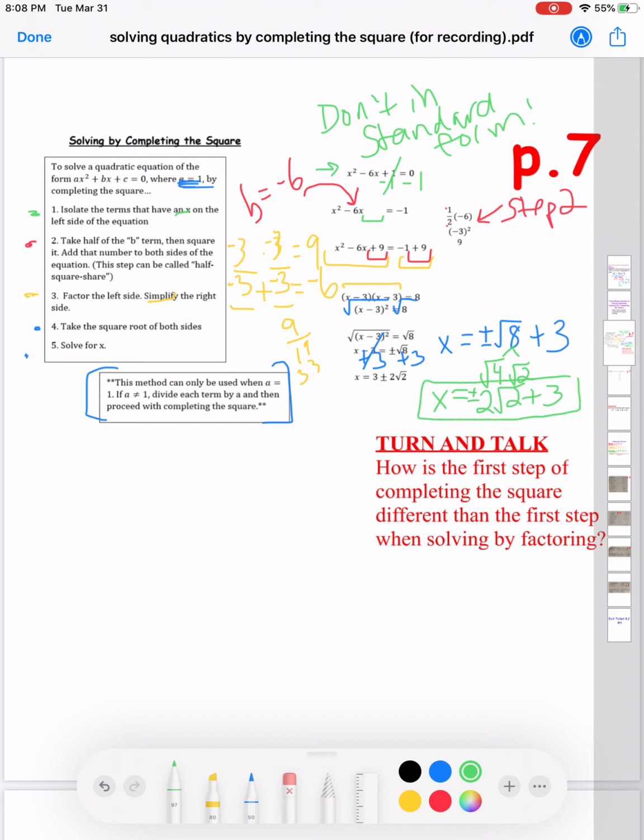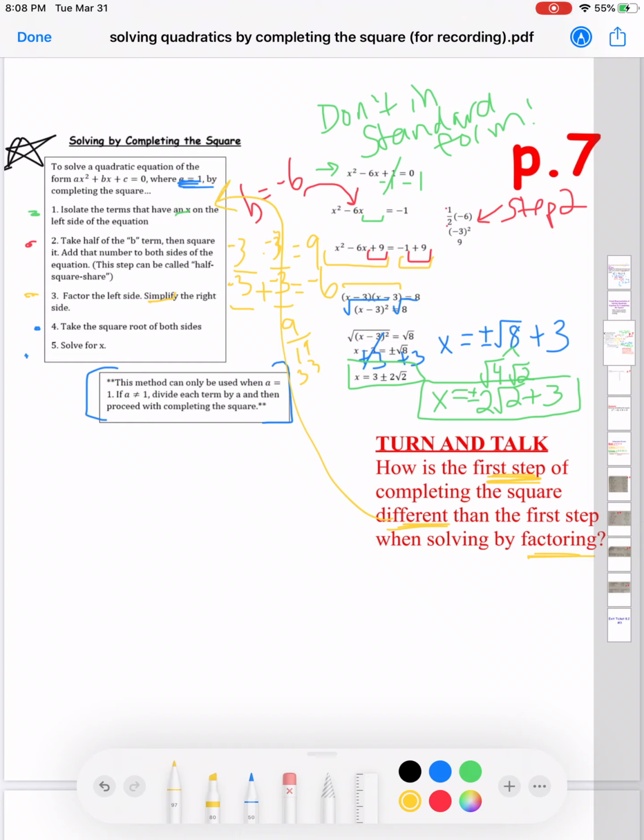You'll notice in these notes here, I wrote it the same way, just in the opposite order. So again, the steps that you want to follow are written over here on the left side. Before we try the guided practice problems, I want you to think about this question right here. It says, how is the first step of this method different than when we were just factoring, which is what we did in the last 2 lessons? So I want you to think back to step 1 and how is this different?